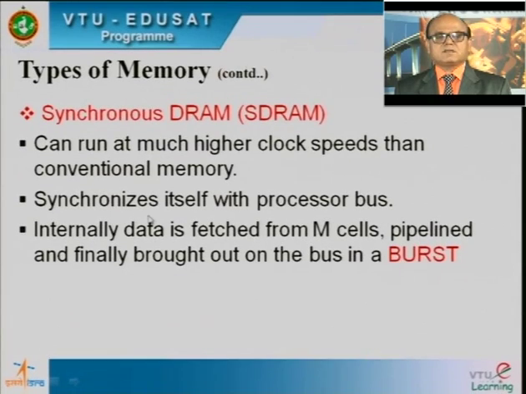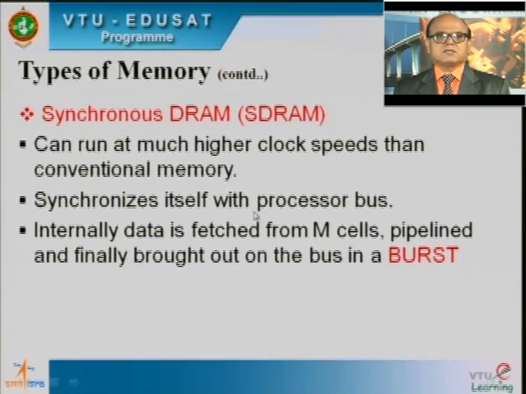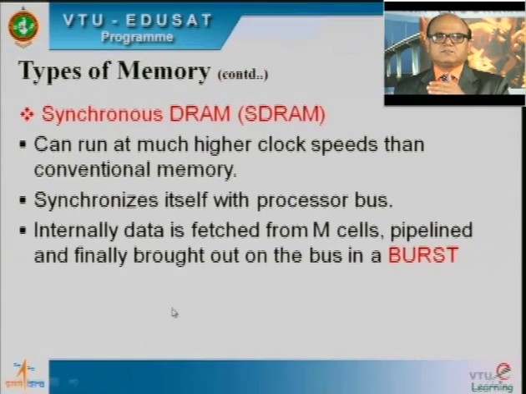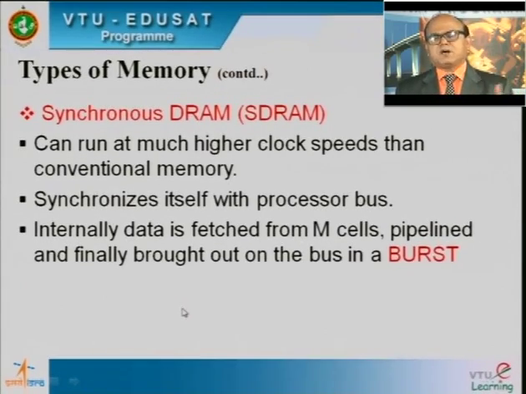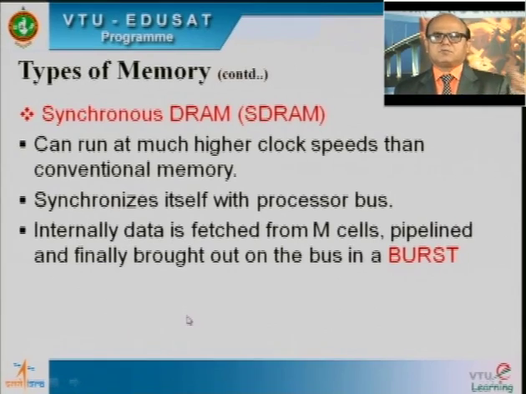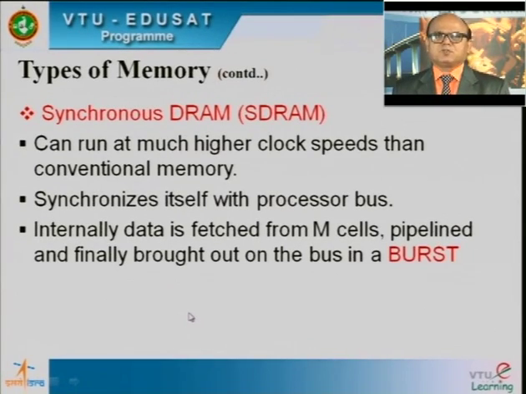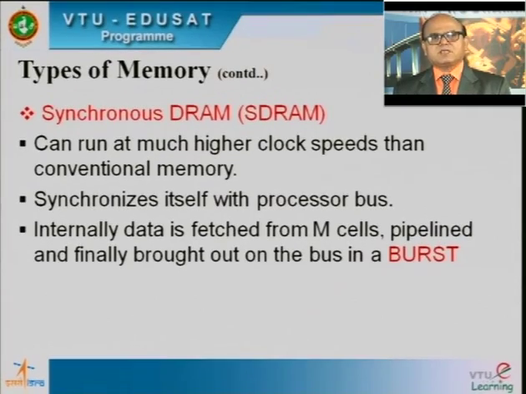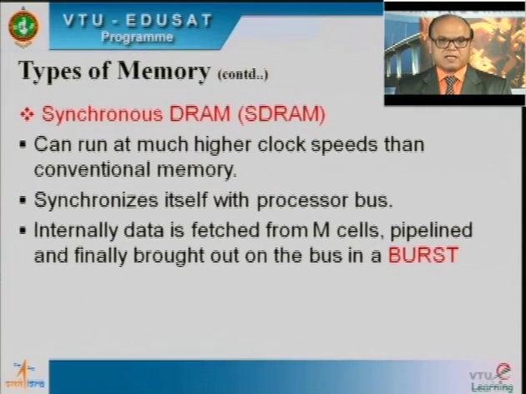So naturally, once it synchronizes with the processor bus, the data transfer throughput will increase, and internally data is fetched from the memory cycle, pipelined and finally brought out on the bus in a burst mode. When I say pipelined, what I mean is the continuous flow of information, or several bytes, can be transferred in burst mode. That means one after the other, in the form of a pipeline operation, the data can be transferred. So that is one of the advantages of synchronous DRAM or SDRAM.